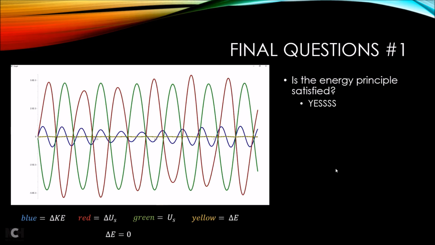Our first discussion question asks us to explain whether a model satisfies the energy principle. Our system is a closed system, and thus no energy is being added to the system as time goes on, so in accordance with the laws of the conservation of energy, this should mean that the total change in energy of the system is equal to 0, and as we can see from the graph, the yellow line representing total change in energy is always 0, and thus satisfies the energy principle.